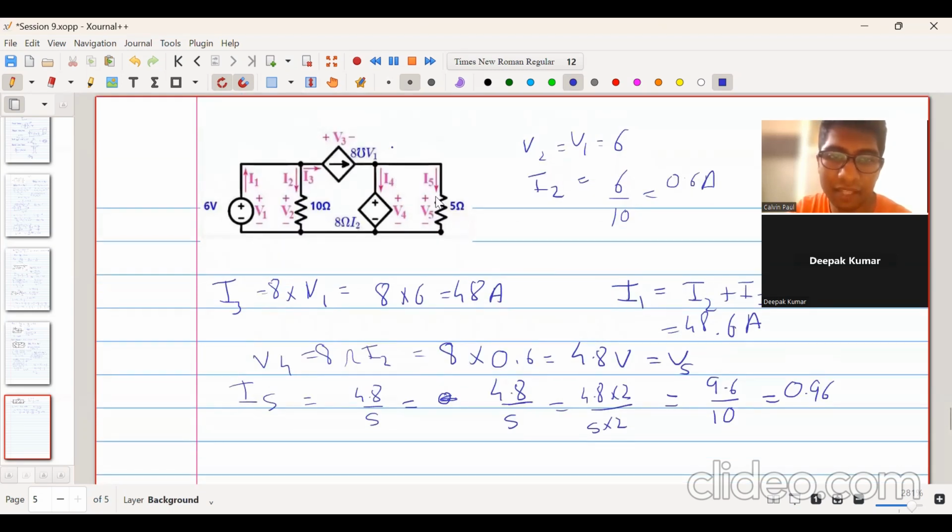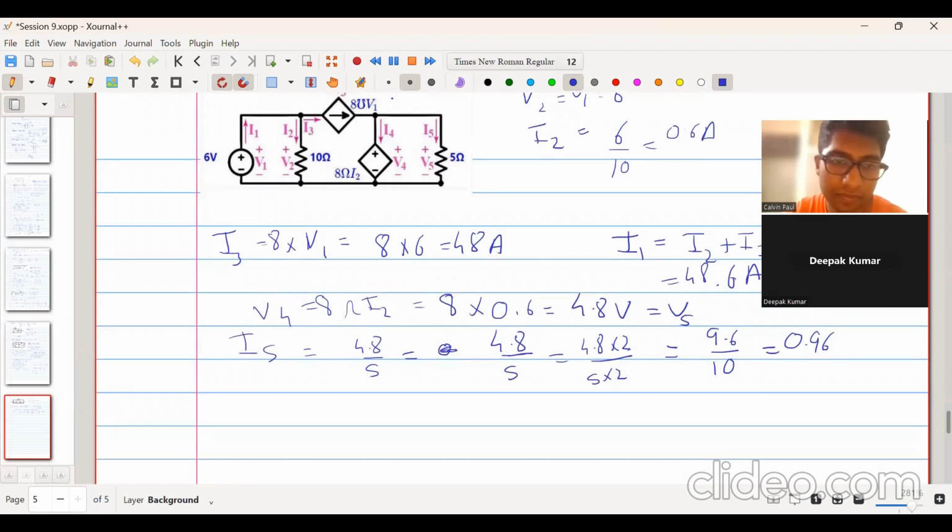ठीक है, अभी हमने i5 निकाला और i3 हमको मालूम है, तो हम i4 भी ढूंढ सकते हैं। i4 इज इक्वल टू i3 - i5। i3 का वैल्यू है 48, 48 - 0.96, विच इज इक्वल टू 47.04 एम्पियर। तो हमने पूरा सर्किट सॉल्व किया, सब करंट सब वोल्टेज हमको मालूम हो गया ना?